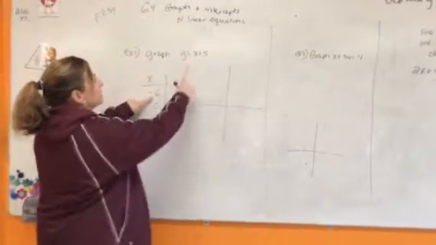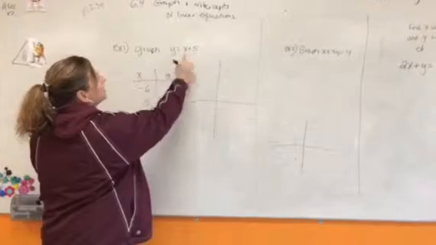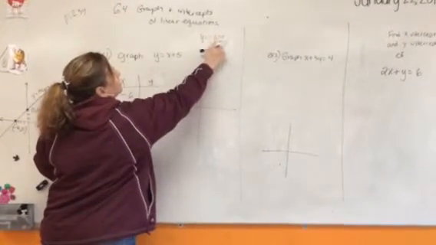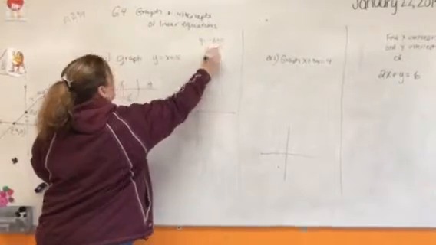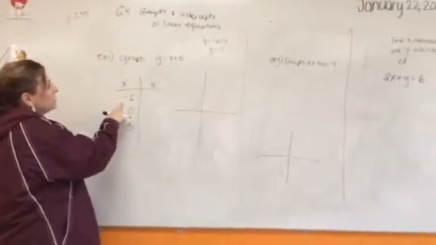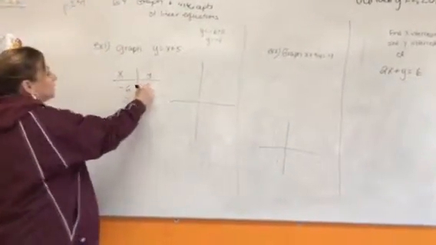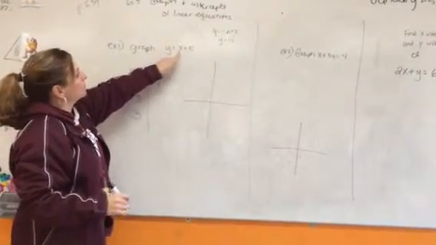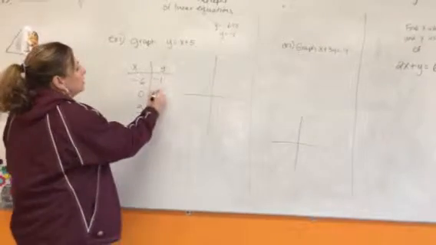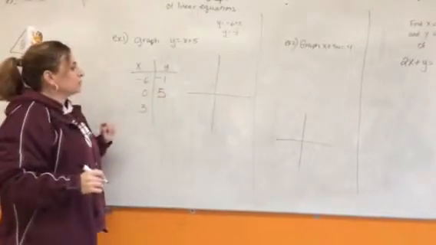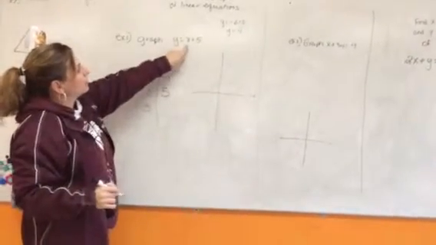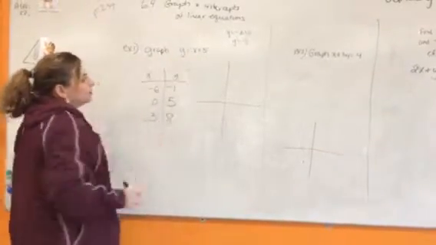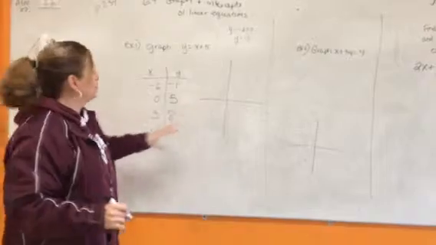If I take -6, I plug that into my equation, y equals -6 plus 5. What's -6 plus 5? y equals -1. So when x equals -6, y equals -1. Now if I plugged in 0, 0 plus 5 equals 5. When x equals 0, y equals 5. If I plug in 3, what's y going to be? 3 plus 5, 8.